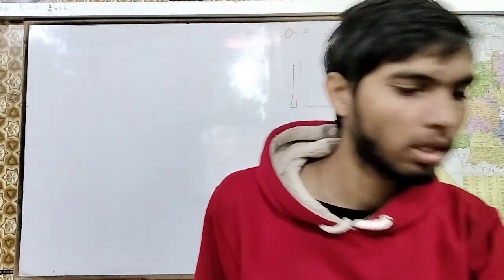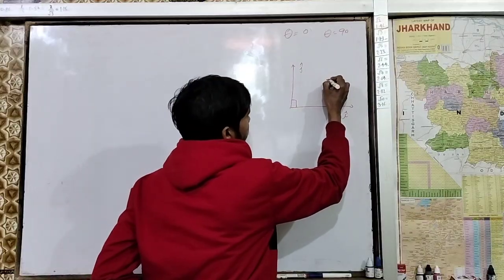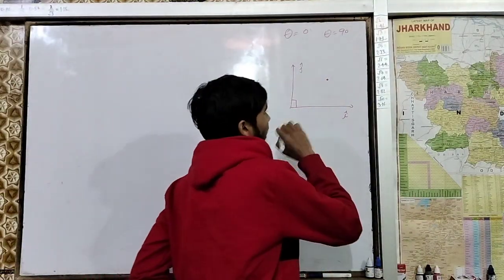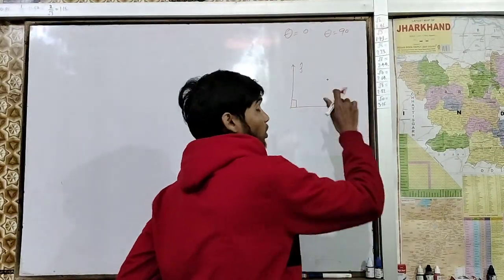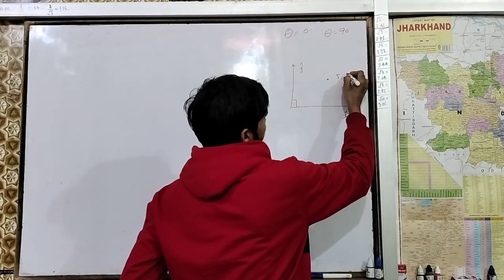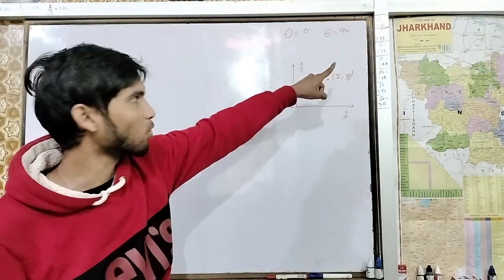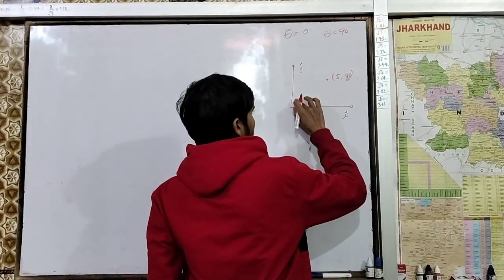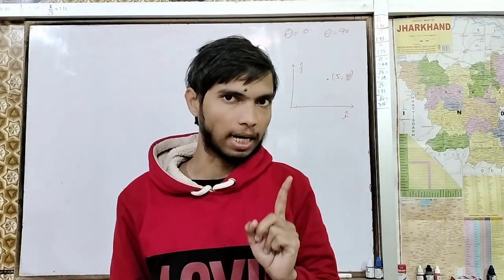Look at this, brother. In this Cartesian plane, I am giving you the location of a particle, the exact location with the coordinates 5, 4. What do you understand by these coordinates? By these coordinates, you understand that, according to the origin, this particle covered 5 units along the x-axis and 4 units along the y-axis.